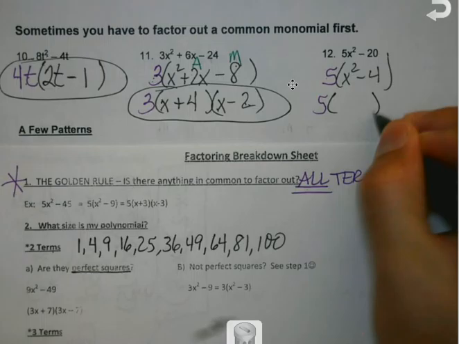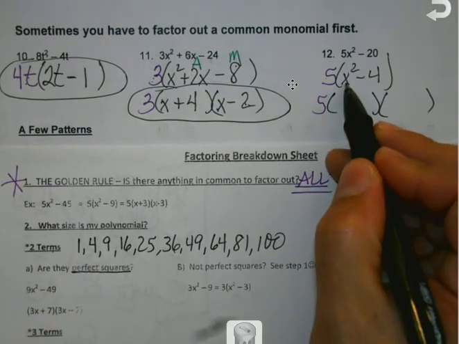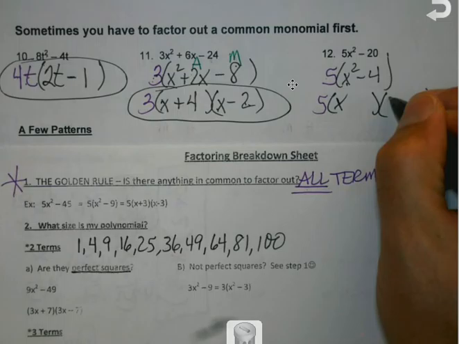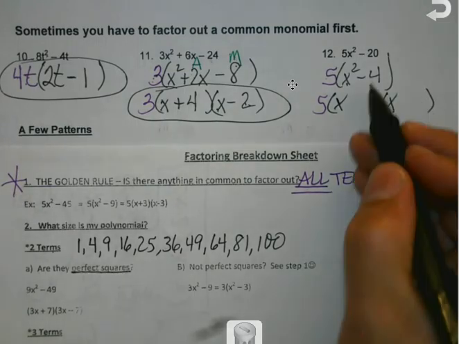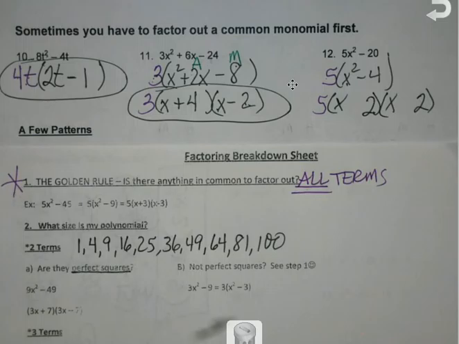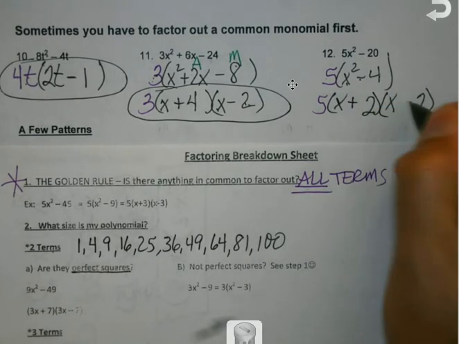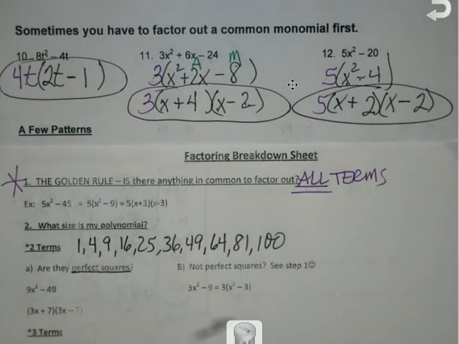So in this case, I make my two sets of parentheses, and I go, okay, what do I square to get the first term? Well, x times x is x squared. What do I square to get the last term? 2 times 2 is 4. But since I'm multiplying to get negative 4, I need one of each sign. And that's called a difference of squares. It doesn't work with plus, only with minus.